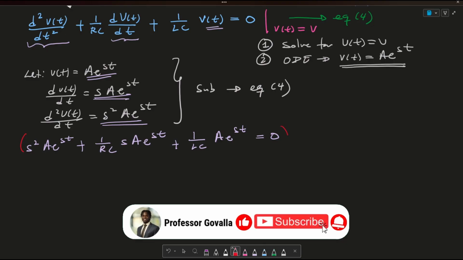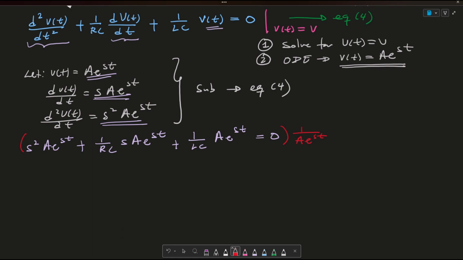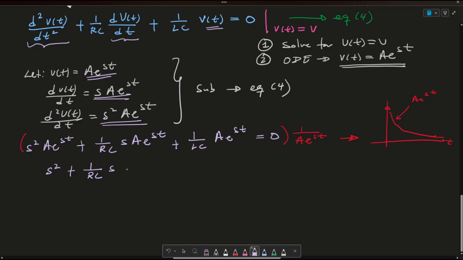If I then multiply this entire thing by 1 over A e to the st, note that I can do this because this function A e to the st never reaches 0 as it goes to infinity. So this function here is A e to the st, where again this is t. If I continue with this, I then get s squared plus 1 over RC times s plus 1 over LC. I hope this makes sense. And this is equated to 0.